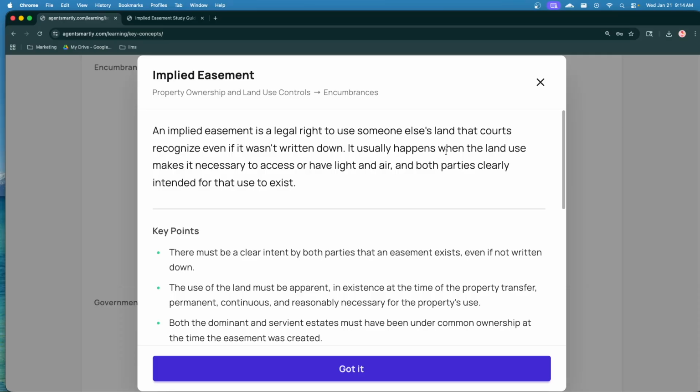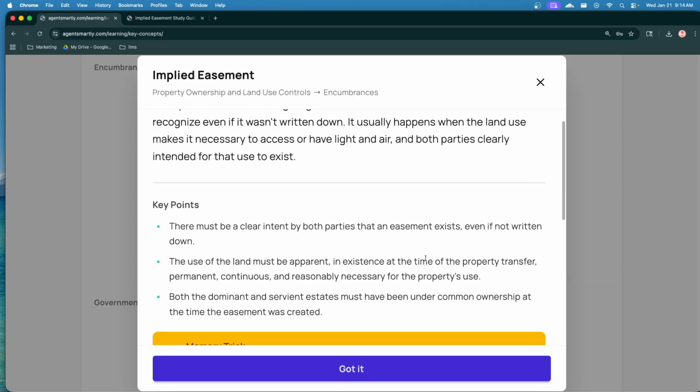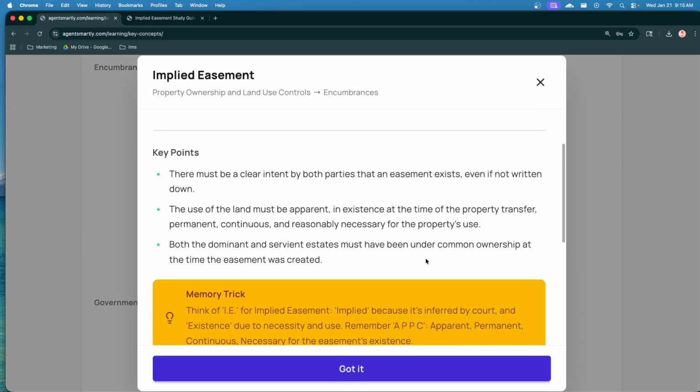And usually it happens when the land use makes it necessary to access or have light or air. So the keyword is right here: it's necessary. It could be necessary to access the public road, or access the light, the sunlight, or the air. Both parties clearly intend for that use to exist. Okay, so going down, let's take a look at the key points.